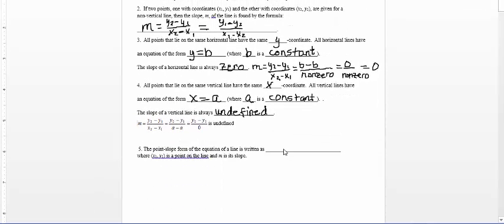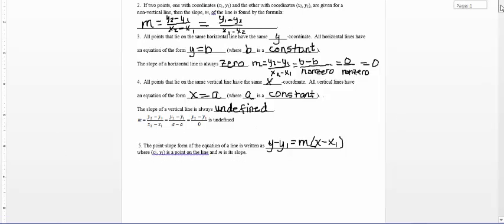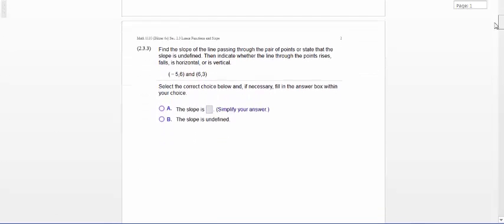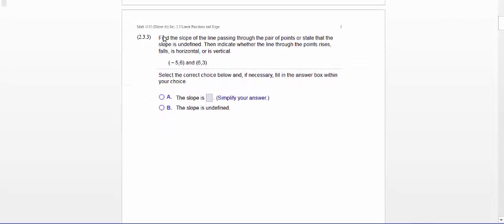The point-slope form of the equation of a line is written as y minus y1 equals m times x minus x1. x1, y1 is a point on the line, m is the line slope. So let's look at some of the MyMathLab problems.